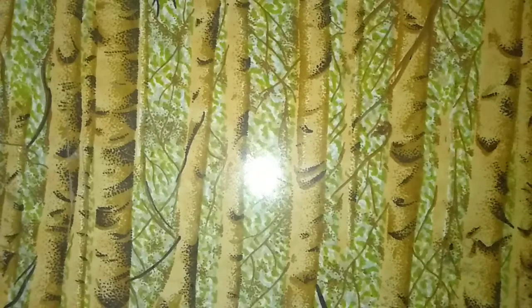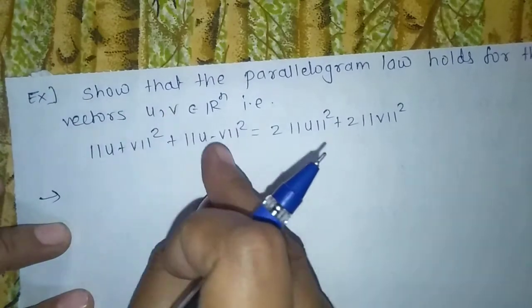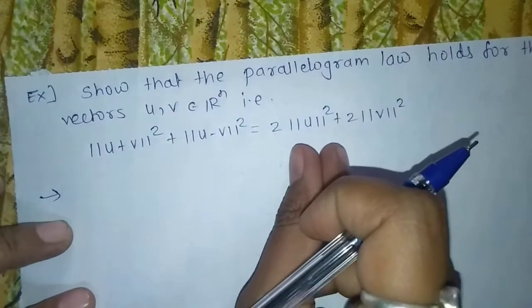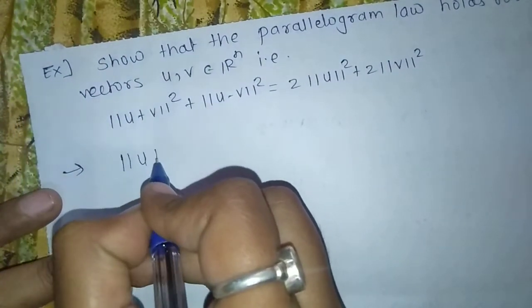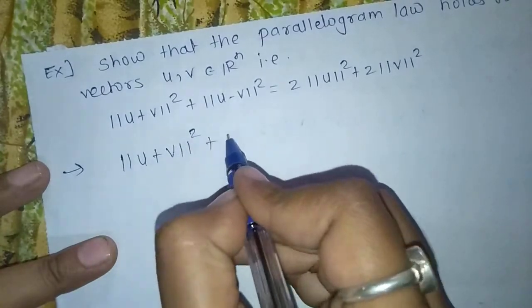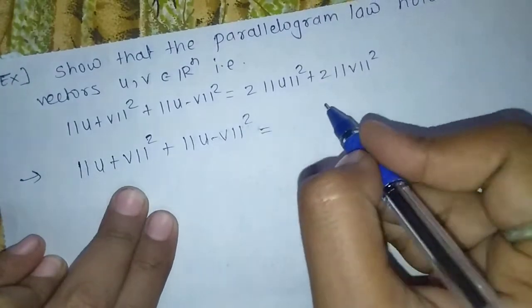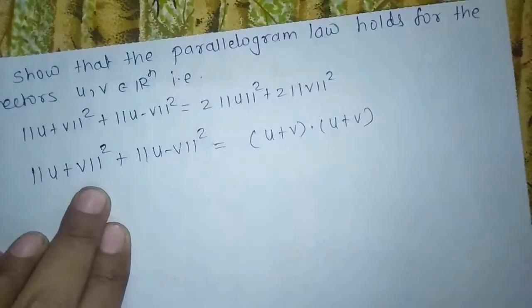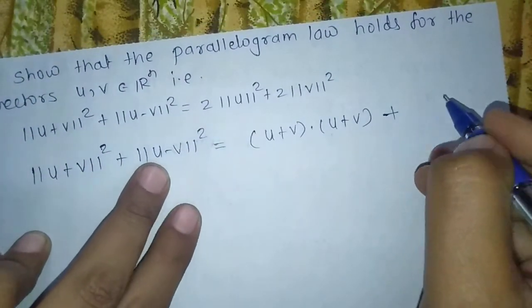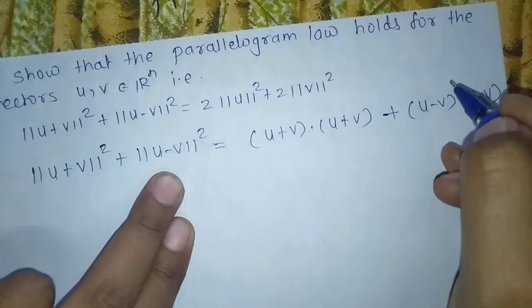Now next example: show that the parallelogram law holds for the vectors u, v belonging to Rn, that is norm u plus v square plus norm u minus v square is equal to 2 into norm u square plus 2 into norm v square. First take the LHS: norm u plus v square plus norm u minus v square is nothing but norm u plus v square, meaning u plus v dot u plus v by the definition of norm, plus norm u minus v square, meaning u minus v dot u minus v.